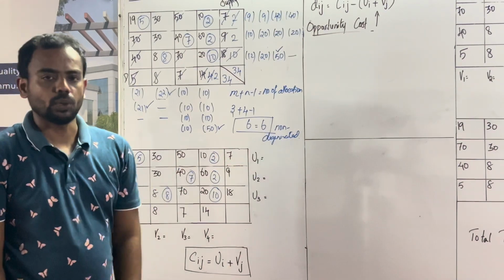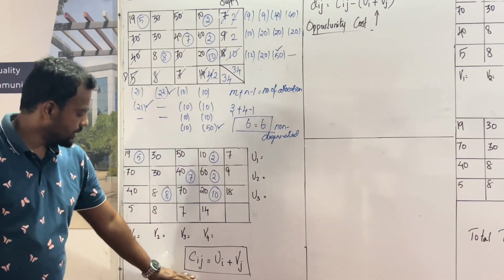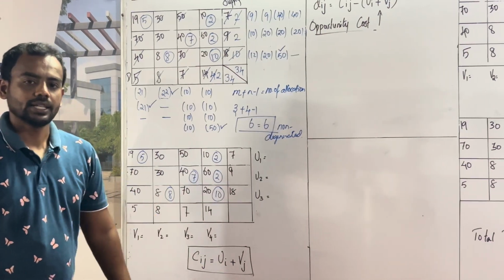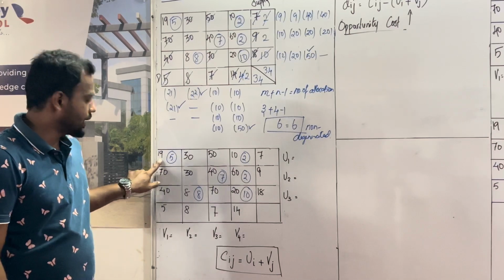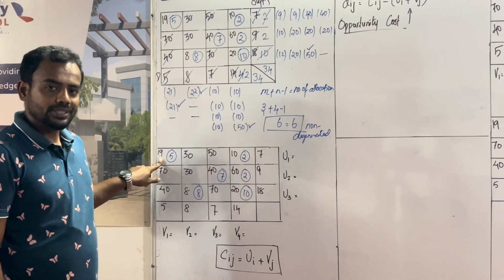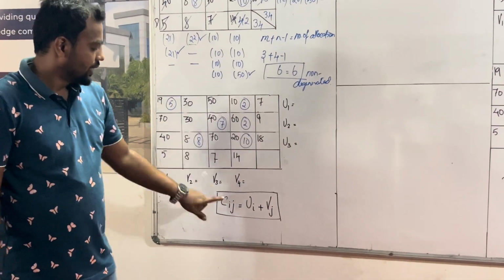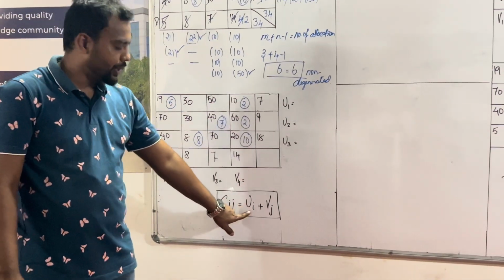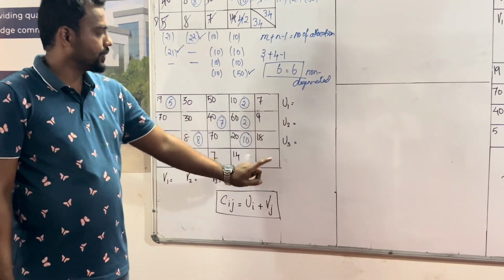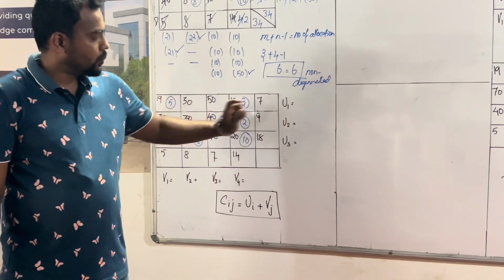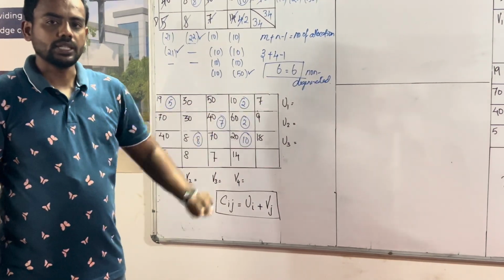So to start with Modi method, first thing you have to look at a formula, which is Cij equals to Ui plus Vj. Cij is nothing but the cost. So 19 is Cij value, that is C11 equals to 19, C12 equals to 30. So this is your Cij value. With that we can find out Ui plus Vj. Okay. So first we need to find out one value. With that we can find out all the remaining U values and the V values.